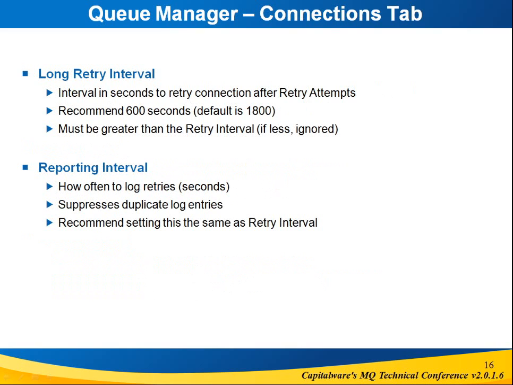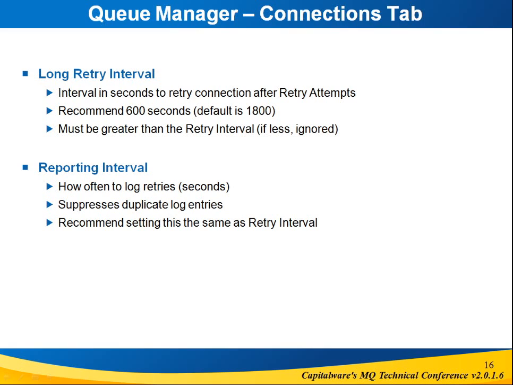So here's the long retry interval parameter. As we said, you can set it to any value you want. The default is 1800. The recommended value is 600 seconds, which is every 10 minutes. Whatever you set this to, it must be greater than the retry interval. If you have it any less, it's going to be ignored.